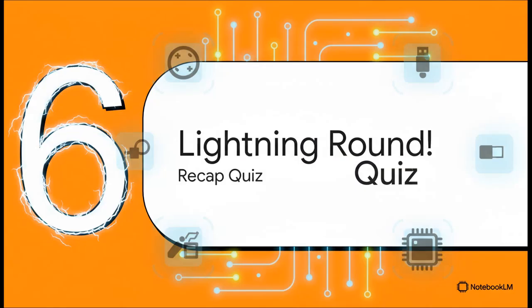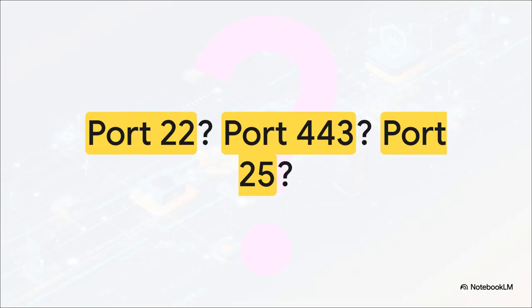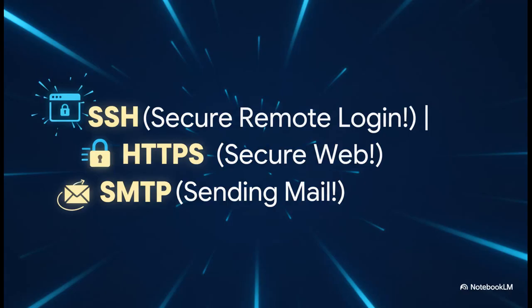Okay, wow, you have just downloaded a ton of information. So let's lock it all in with a super quick lightning round. I'm going to shout out a port number, you shout back the protocol. You ready? Let's go. What is port 22? Port 443. And what is port 25? That's SSH for secure remote access, HTTPS for secure web, and SMTP for sending mail.